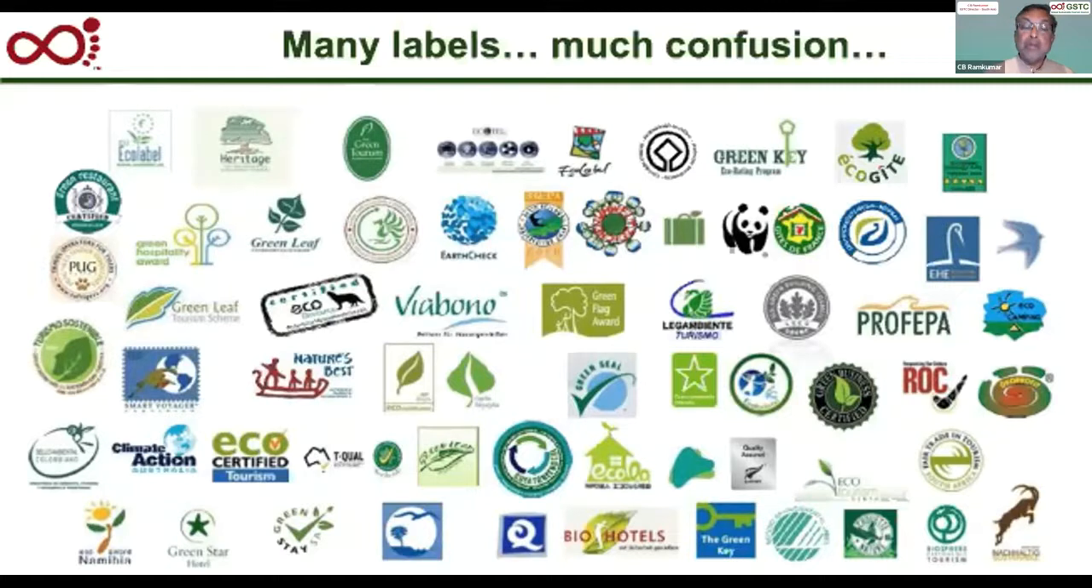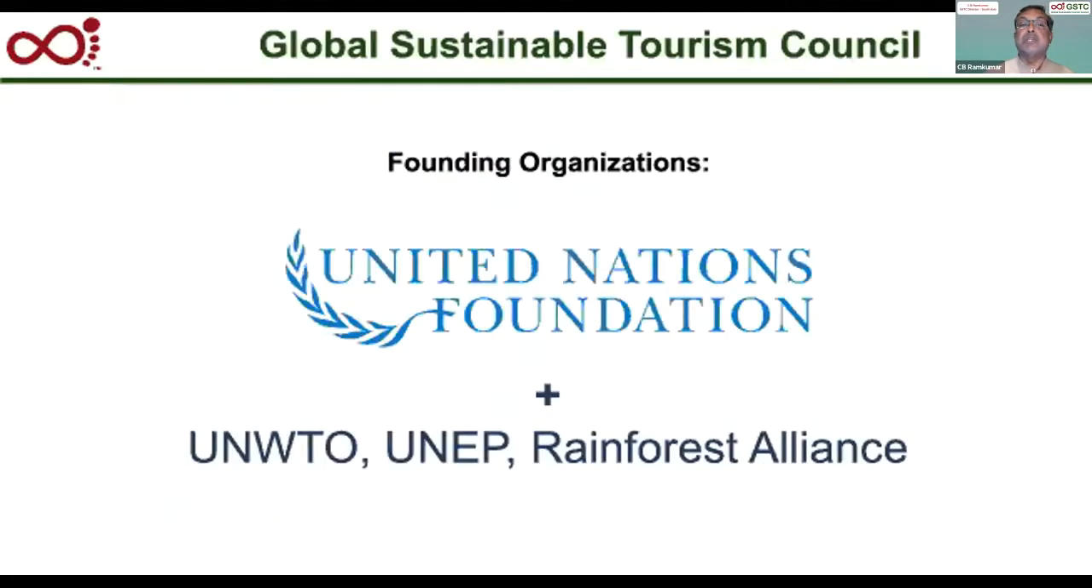Now, when you talk about GSTC, let's look at the origins of GSTC. The founding organizations were the United Nations, the UNWTO, UNEP, Rainforest Alliance. In 2007, a coalition of 32 partners initiated by the Rainforest Alliance, the United Nations Environment Programme, as it was called then, now it's called UN Environment, the United Nations Foundation, and the World Tourism Organization, they created GSTC. Now, the purpose was what I said in the previous slide: to foster and increase understanding of sustainable tourism practices and to adopt a universal set of sustainable tourism principles.